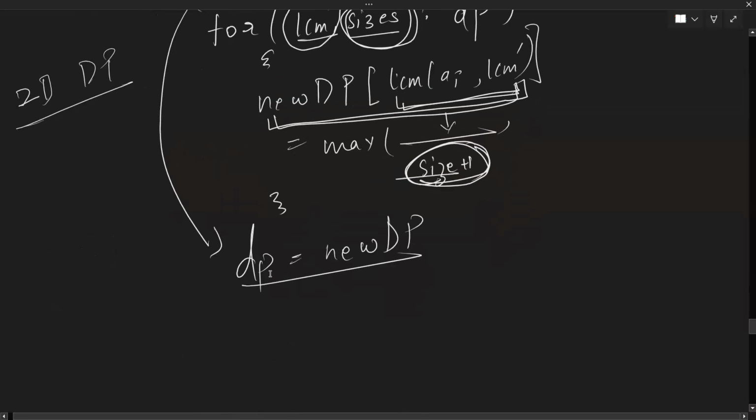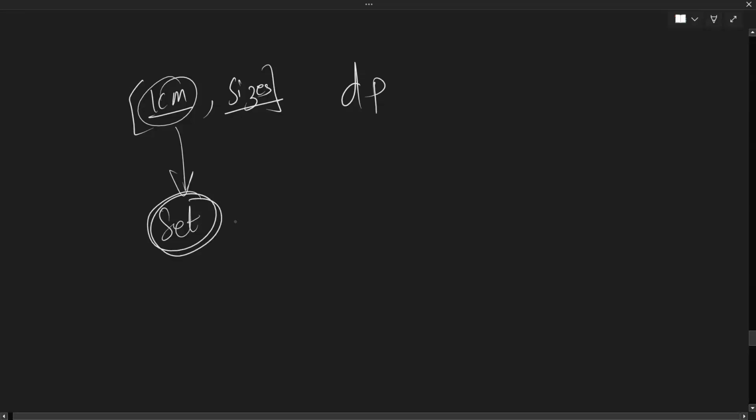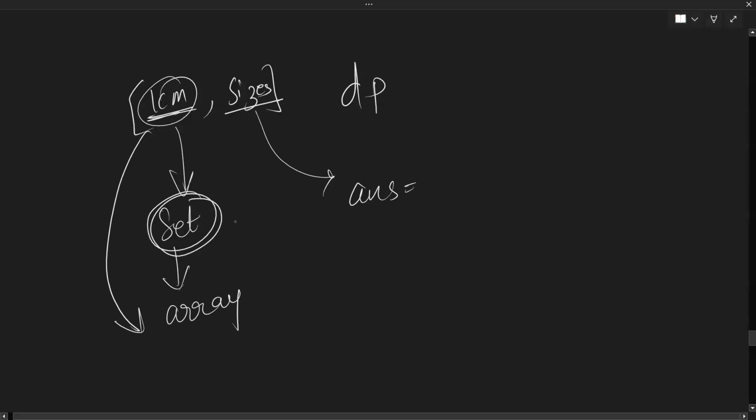So finally, what do we need to print? Finally, we will iterate through DP. In this DP, I have everything. I have LCM and I have sizes. So for this LCM, what is the maximum size of subsequence I'm getting? For these LCMs, I'll try to find them in my array. I can insert all the values of my array in a set and check whether that set has this LCM or not. Basically checking whether this value is contained in my array or not. If not, my answer will be the maximum of answer and size. Is this clear? Yes, no.